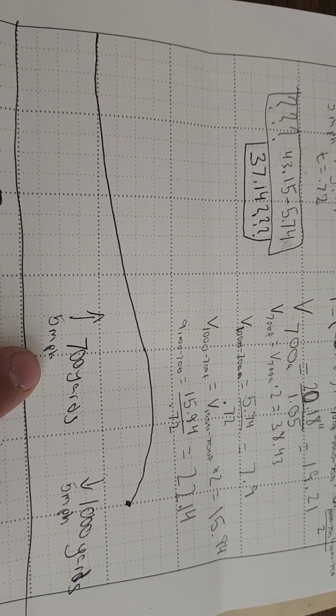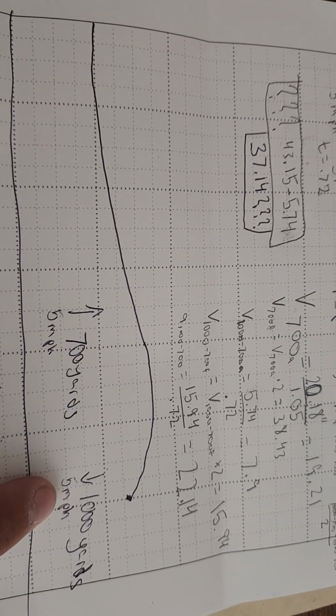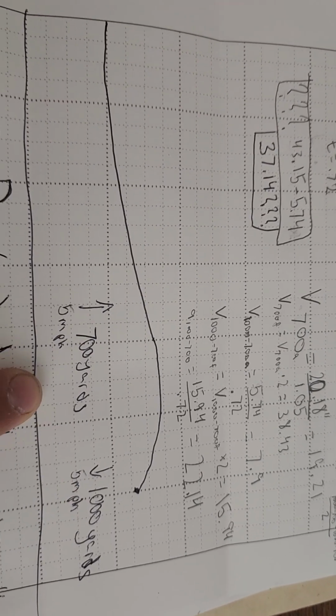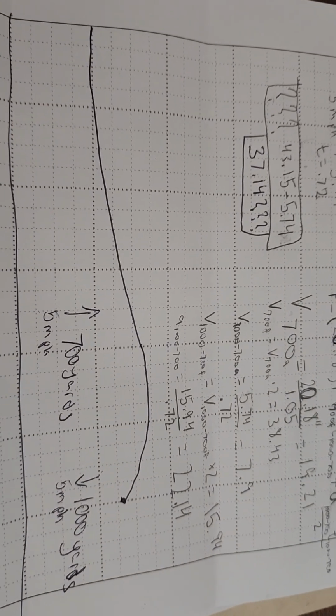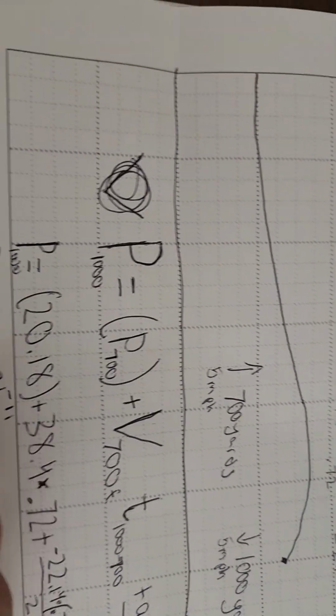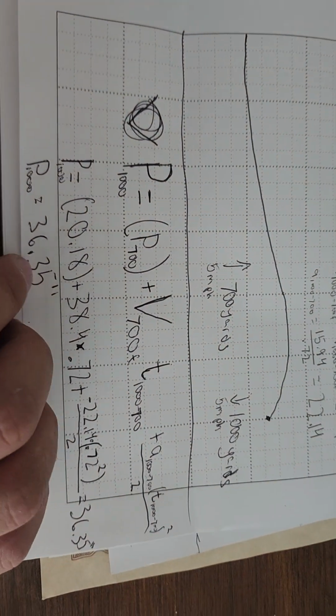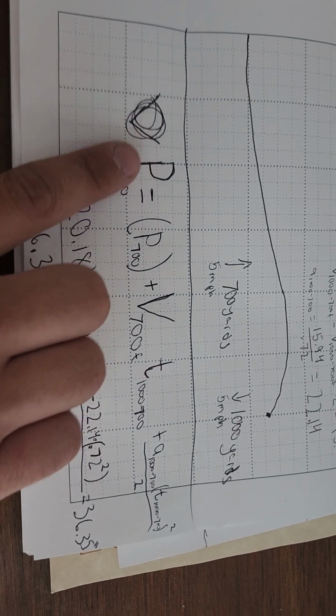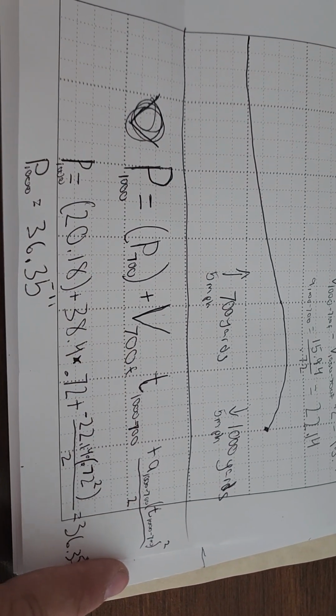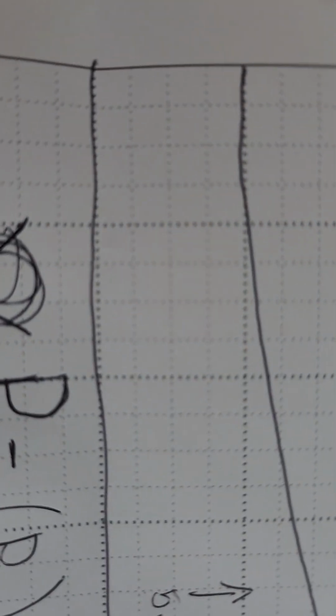So 700 yards, it's moving to the left. Then for the remaining 300 yards, the wind is moving to the right. Now the wind moving doesn't mean the bullet's moving that entire time. All right, so we've got our final formula here. So if you want to write this down, you can use this for future reference, right? I'll go ahead and pan on it.